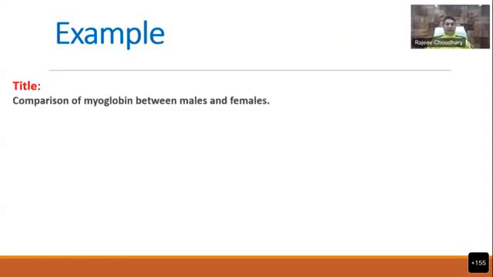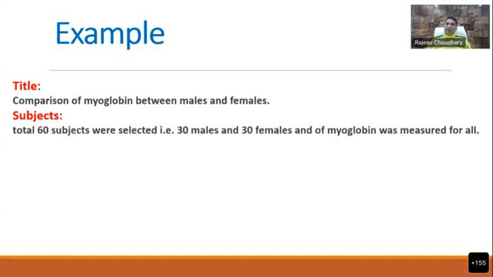Let's discuss with an example. An investigator wants to conduct a study titled comparison of myoglobin between males and females. We know that myoglobin is an oxygen binding pigment present in the muscles, and the investigator wants to compare myoglobin between males and females. The researcher decided to conduct the study by taking a total of 60 subjects: 30 males and 30 females, and myoglobin was measured for all.